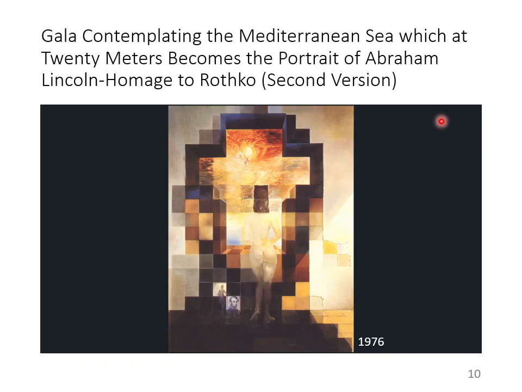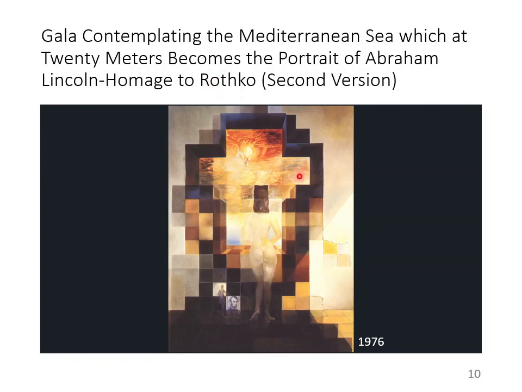Okay, so let's look at the painting at first. What is this? This is the title: Gala Contemplating the Mediterranean Sea, which at 20 meters becomes the portrait of Abraham Lincoln, Homage to Rothko. Rothko is another artist.